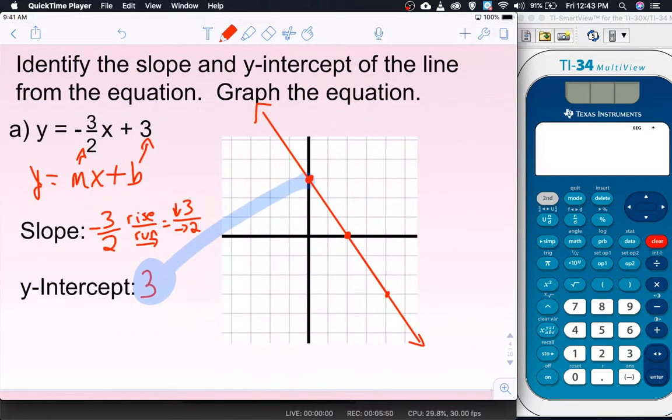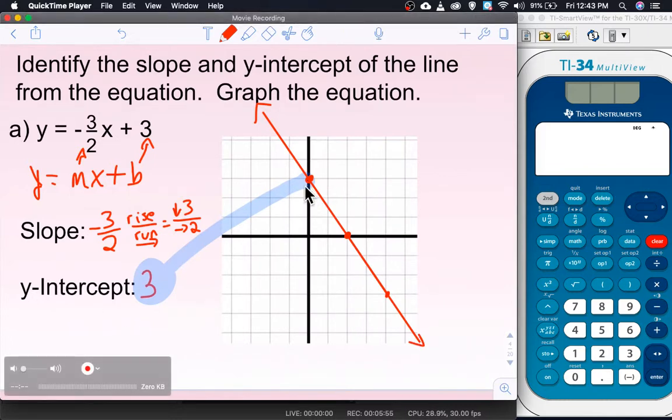And we're done. I've graphed this line. I put a dot where the y-intercept goes first. I then move the way the slope tells me to move. Down 3 over 2, down 3 over 2, and I would keep repeating that and then draw a line through the dots. That's it.